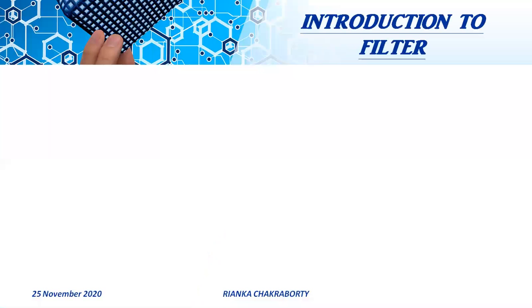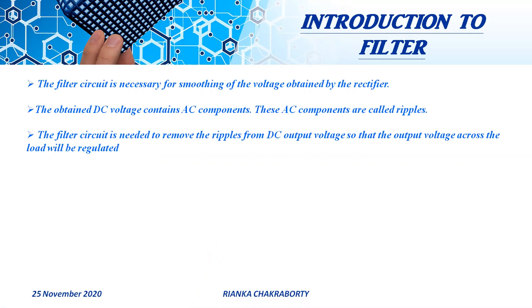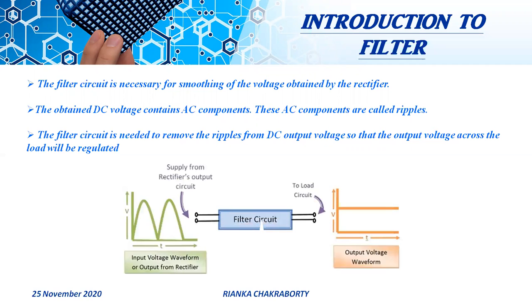Actually, the output voltage of a rectifier is a pulsating DC voltage, which consists of DC as well as AC components. Due to the presence of AC components, ripple exists in the output voltage. So to get a smooth DC output voltage, the AC components must be removed. This is only possible by using a filter. Here, a full wave rectified output voltage is used as an input of a filter, and the output voltage of the filter is a DC voltage with very little ripple.